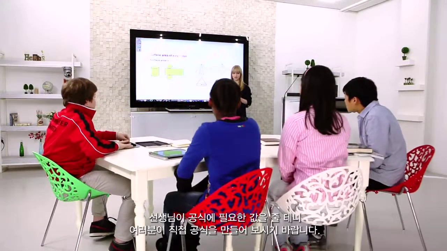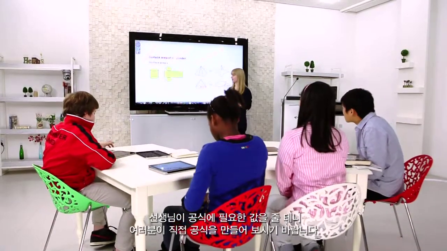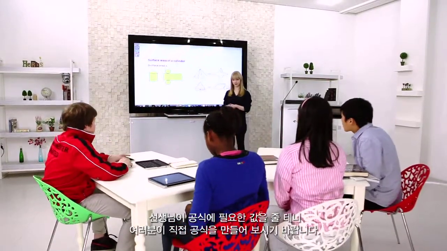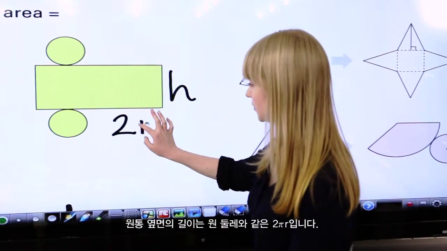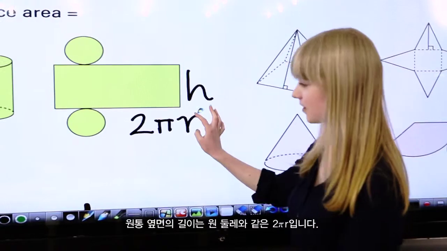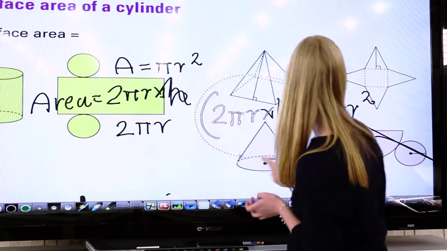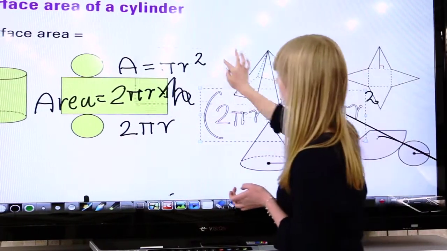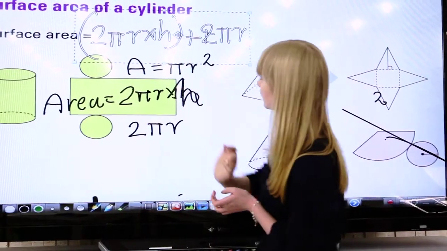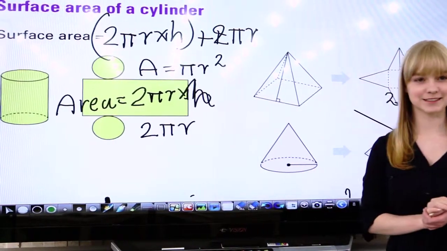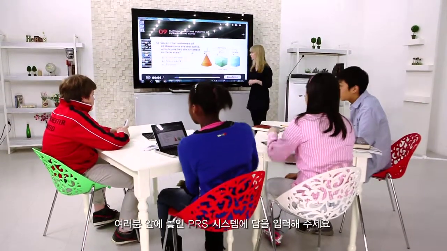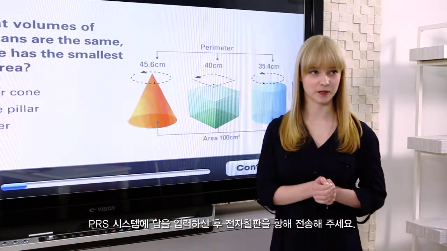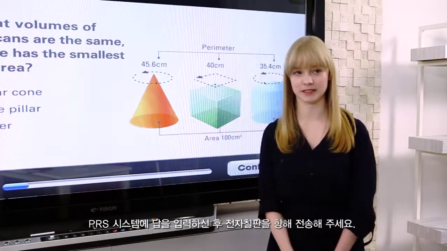So I'm going to give you some of the values, and I want you to figure out the formula for the surface area, okay? This value here is the height. This is 2 pi r, which is the circumference of a circle. Understand? And I want you to put the answer on your PRS system. You have it right in front of you. Press the correct answer on your PRS system and point it to the board, please.